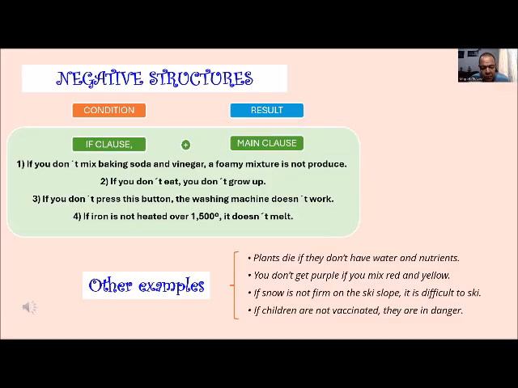Look at these other examples. Plants die if they don't have water and nutrients. You don't get purple if you mix red and yellow. If snow is not firm on the ski slope, it is difficult to ski. If children are not vaccinated, they are in danger.